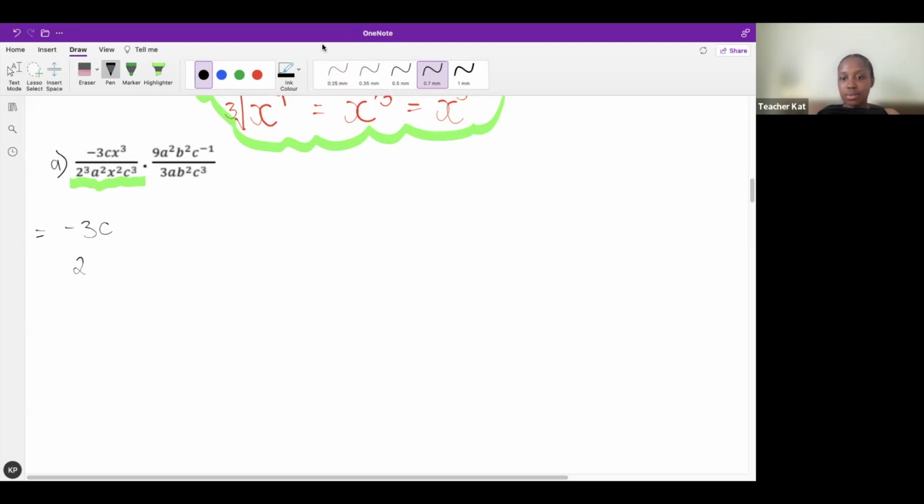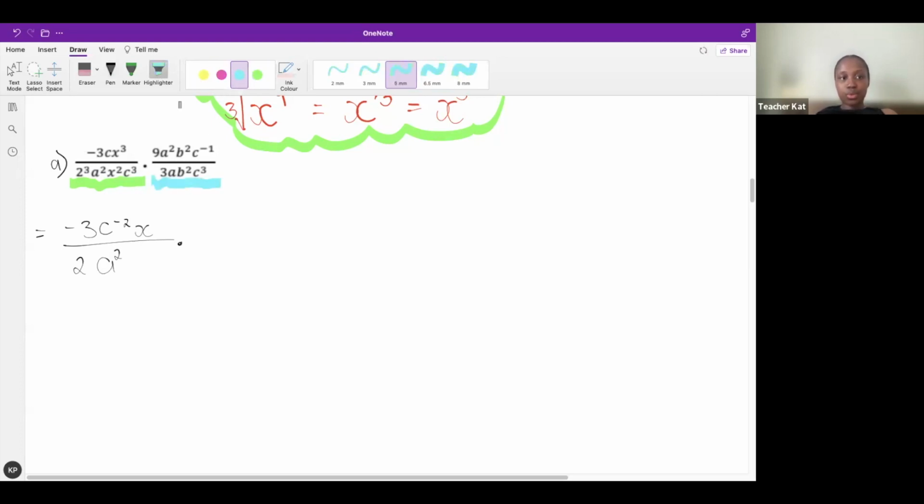1 minus 3, which is -2. And then everything else, there's x. X to the power of 3 minus 2, which is 1. So I'm just going to leave it as an x. And then in my denominator, I have a squared that I'm just going to rewrite. Okay, we've dealt with the green part.